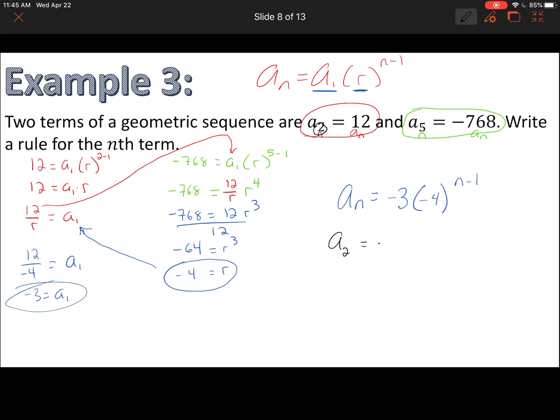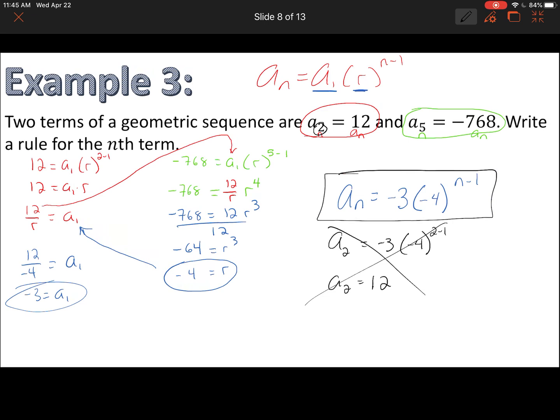So a sub 2 is negative 3 times negative 4 to the 2 minus 1. a sub 2 equals negative 4 to the 2 minus 1. That's negative 4 to the 1. That's negative 4. Negative 4 times negative 3 is positive 12. So it looks like it worked. You didn't have to do this part, but you could just to check your work. All right, here is your answer for this problem.